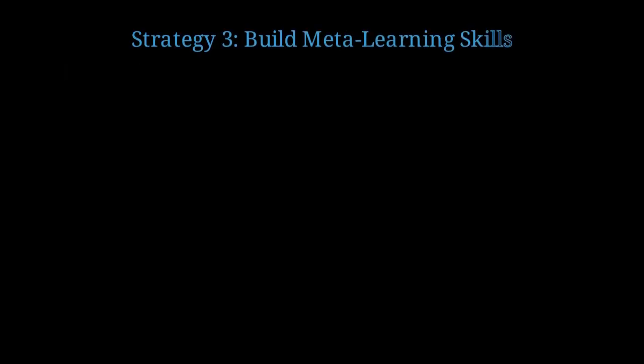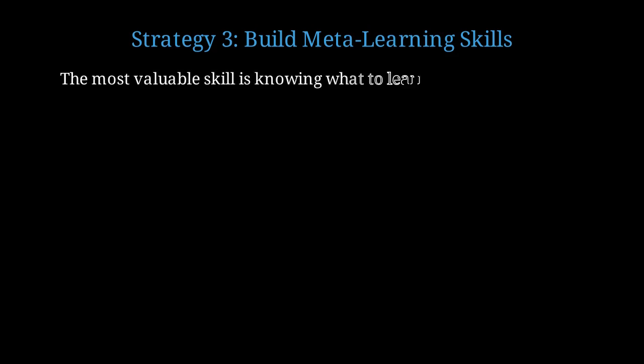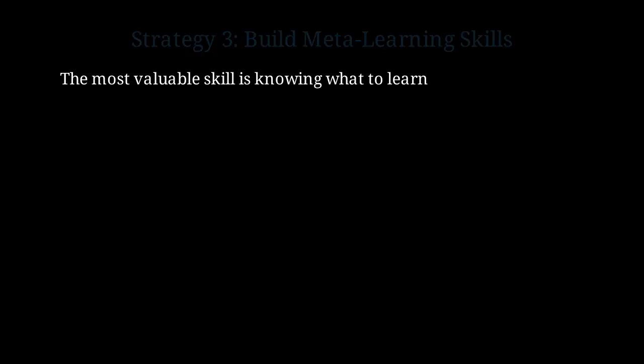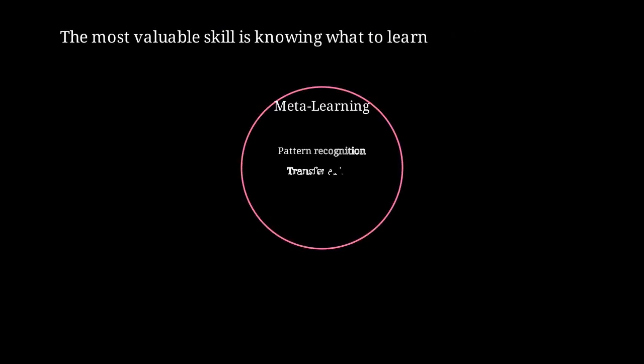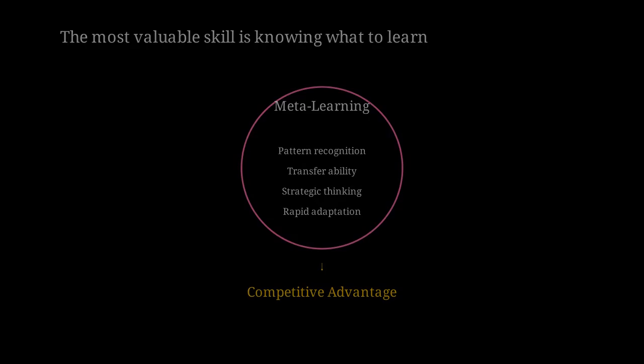Strategy 3 is crucial. Develop meta-learning skills. This means learning how to learn. In the AI century, the most valuable skill isn't any specific knowledge. It's knowing what's worth learning and what to delegate to AI. Meta-learning includes pattern recognition across domains, transferability, strategic thinking, and rapid adaptation. These create lasting competitive advantage.